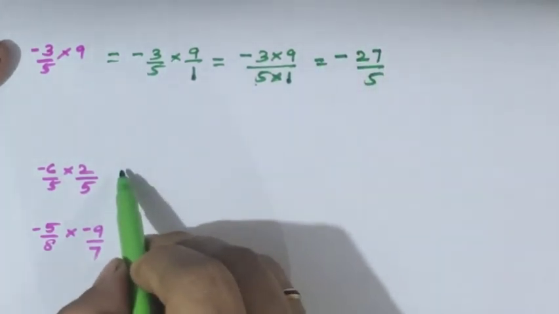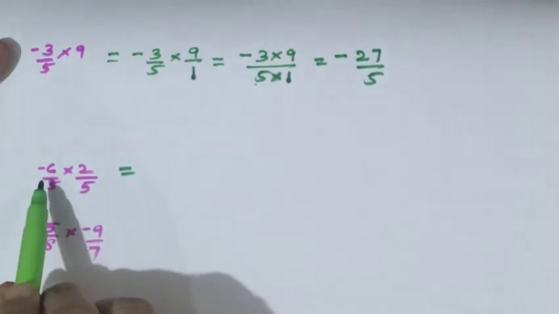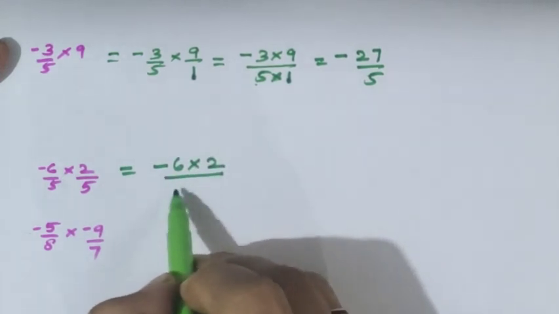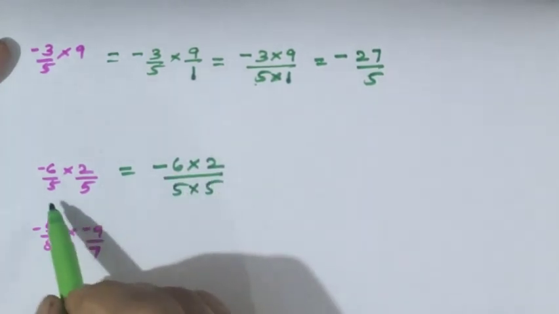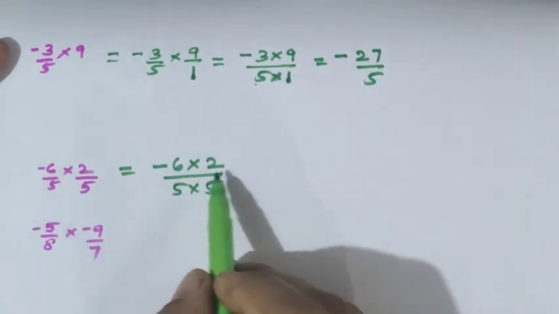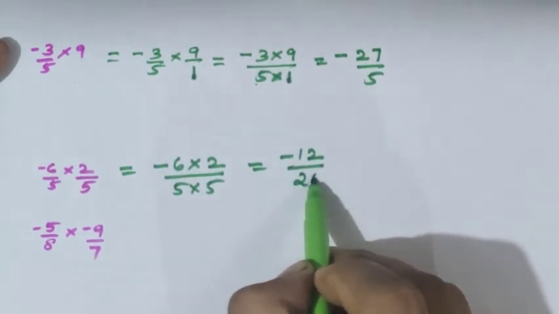Now I'll go for the second question. Already both are rational numbers. So what is the rule? Numerator into numerator. So minus 6 into 2 divided by 5 into 5. What is the question? Minus 6 by 5 into 2 by 5. So it is equal to minus 6 into 2, that is equal to minus 12 divided by 25.